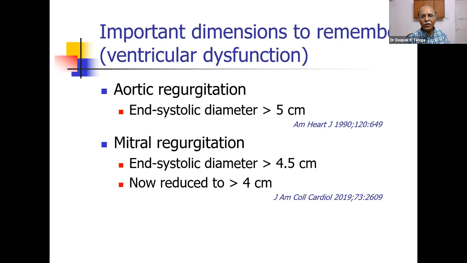So these are very important cutoff limits, and you should remember them. And if the cardiologists of your institution are not giving you these dimensions, you can request them that these are the dimensions that you need, so that you are able to evaluate the risk that this patient is likely to undergo if he is subjected to this type of surgery. So these are some of the important parameters or values or numbers that you should remember.